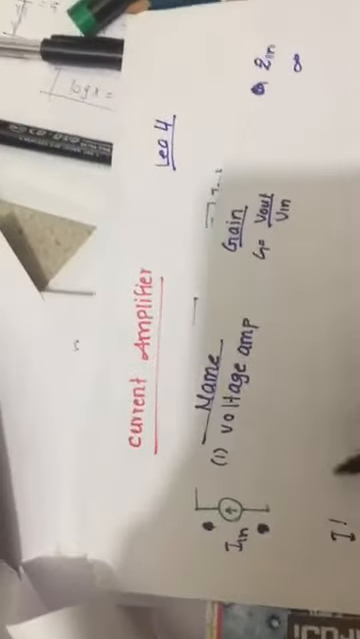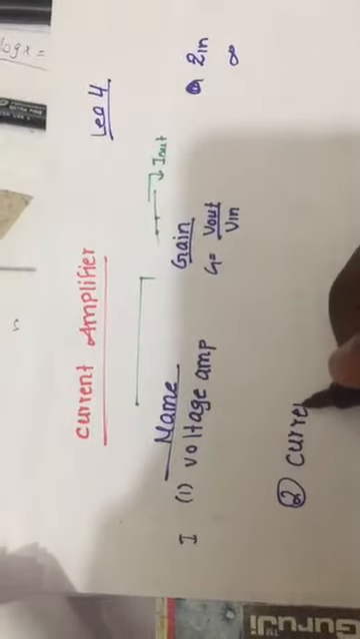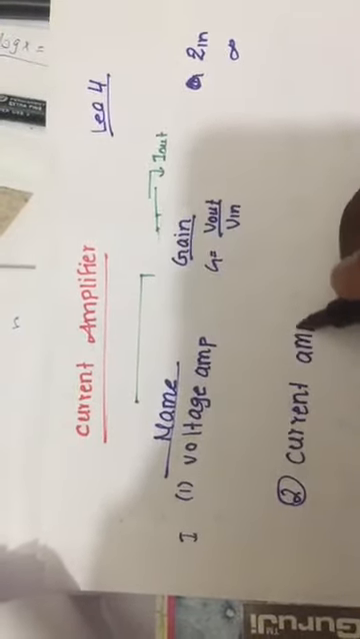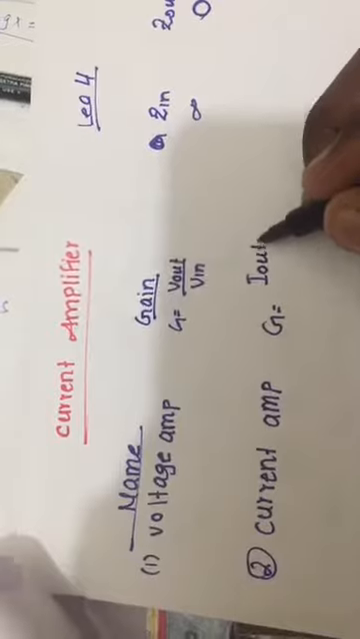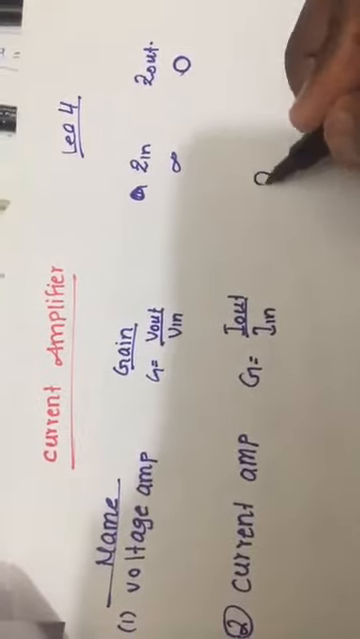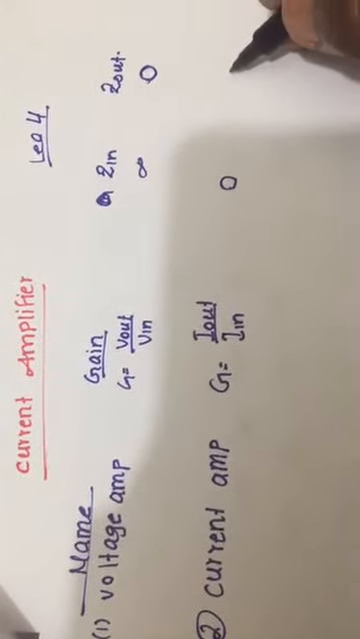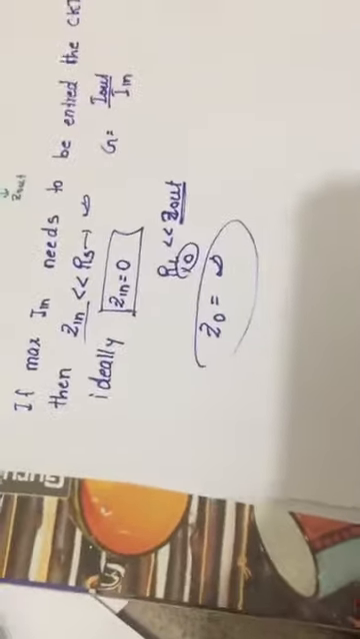So let us fill in our next point, current amplifier. Our gain G is equal to I out by I input, and our Z input was 0. Z output will be infinite, as we have discussed in this topic. So briefly it will go like this, just like the voltage amplifier that we have done.